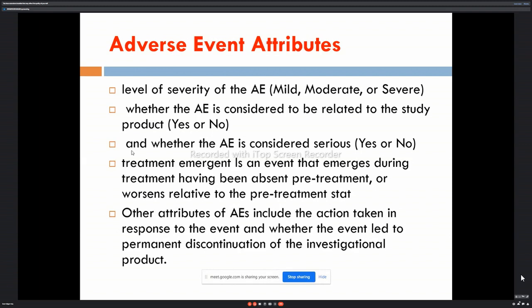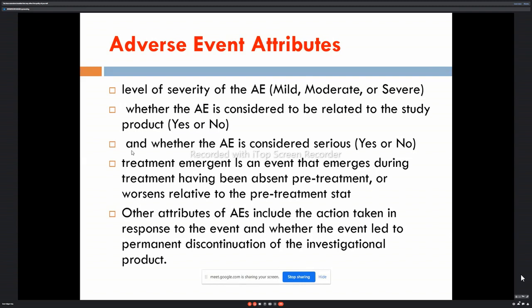The next one is whether the adverse event is considered treatment related or not. How do you know whether the adverse event is treatment related or not? We have a variable called AEREL. In the AEREL, if you have a yes, that means this adverse event is related to study treatment. If you have no, that means this adverse event is not related to study treatment.